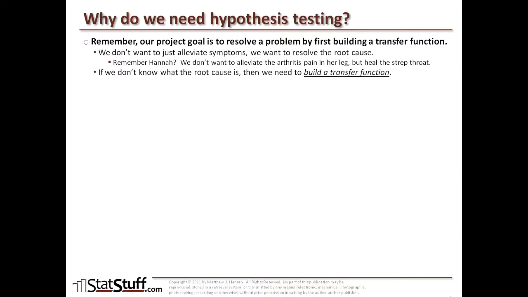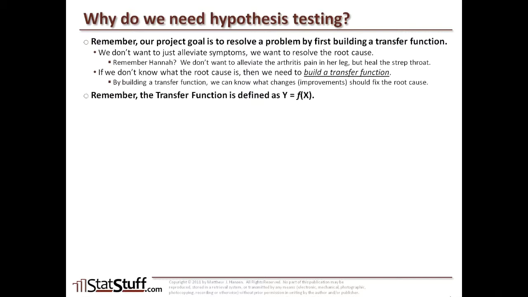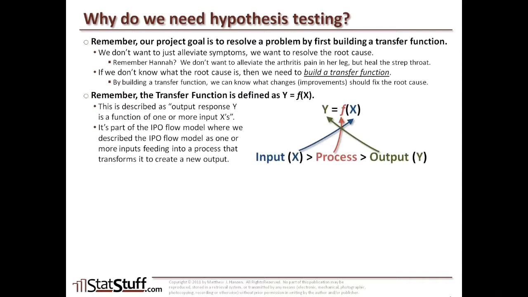So if we don't know what the root cause is, then we need to build a transfer function to figure that out. By building the transfer function, we can know what changes, that is, what improvements we need to make that should fix that root cause. Now, if you recall, the transfer function is defined as y equals f of x. That is, the output response of y is a function of one or more input x's. It's part of the IPO flow model that we described before, where we have an input that leads to a process and an output. The y refers to that output. The process piece refers to the function that's applied to an x, the x being the inputs. So it's really expressed in the IPO flow model as an equation.